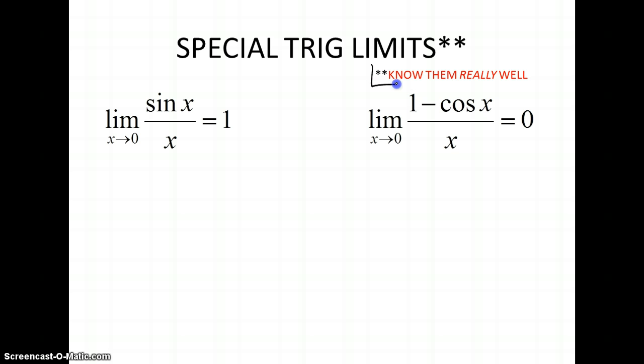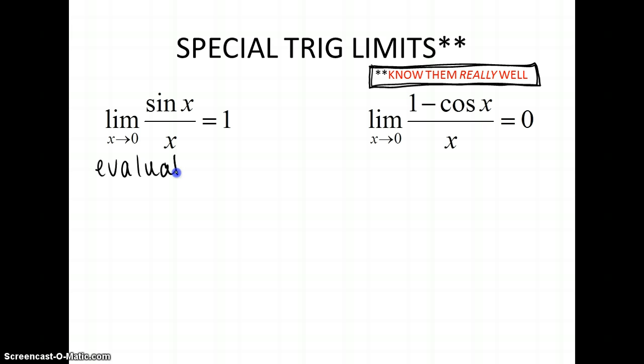Okay, know these really well. That's my code for you have to memorize these, and I hate to say that, but if you memorize them, then you won't have to prove them every time you're asked to use them. So take a minute and pause the slide so that you get both of them. Limit as x approaches 0 of sine of x over x is equal to 1. Limit as x approaches 0 of 1 minus cosine x over x is equal to 0.